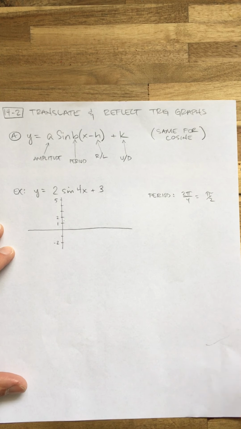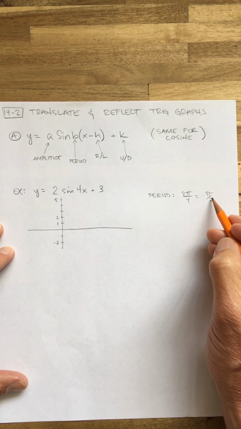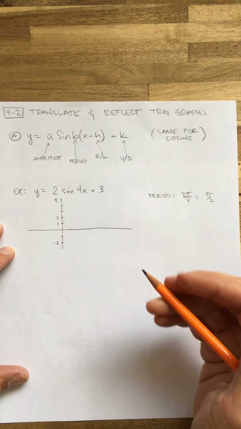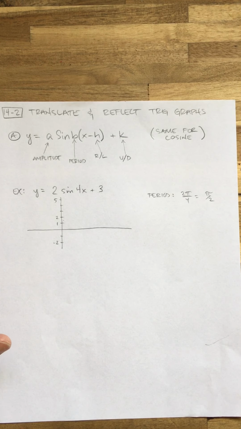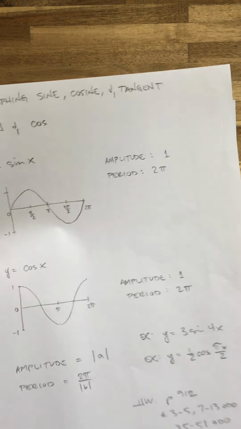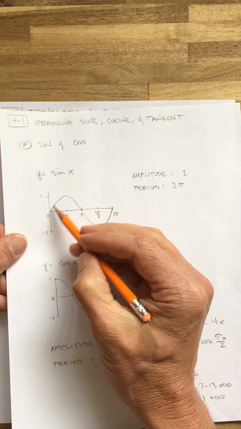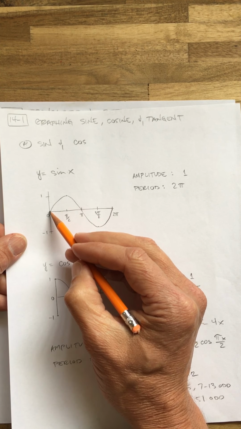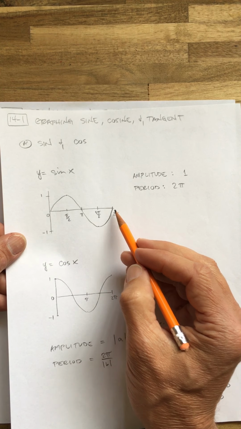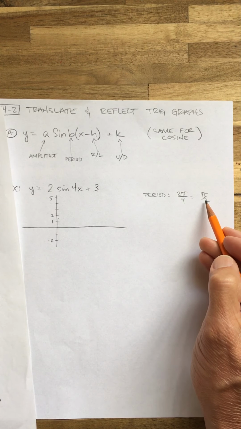Now my period is pi over 2. There is no shift to the right or to the left. So my sine wave, if you remember, is going to look just like this. It starts at 0. Does it go all the way to 2 pi? No, because the period is not 2 pi. The period in this case was pi over 2.